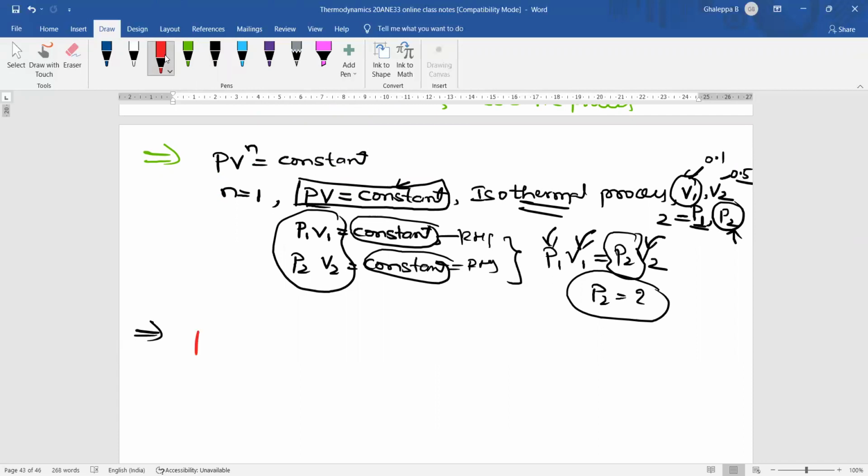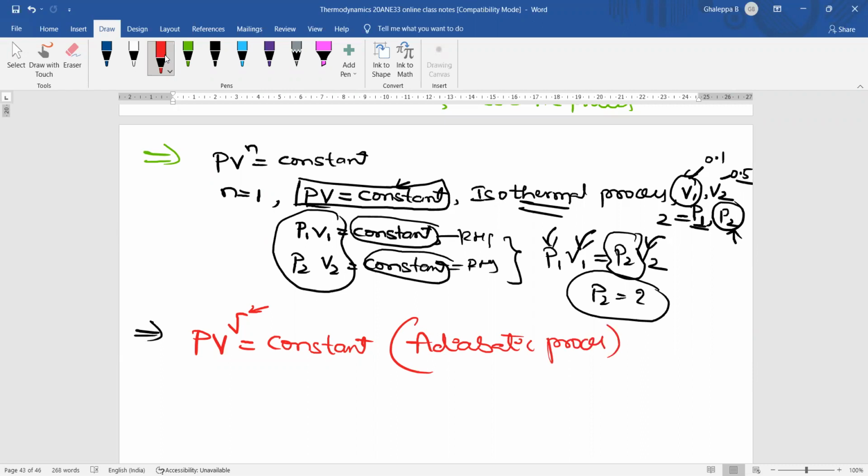PV to the power of gamma is equal to constant. If I write like this, this is for which process, my dear students? Whenever I read gamma, this is for the adiabatic process. The same, he may ask you to calculate adiabatic index value or pressure. He will give V1, he will give V2, he will give P2, and he may ask you to calculate P1.